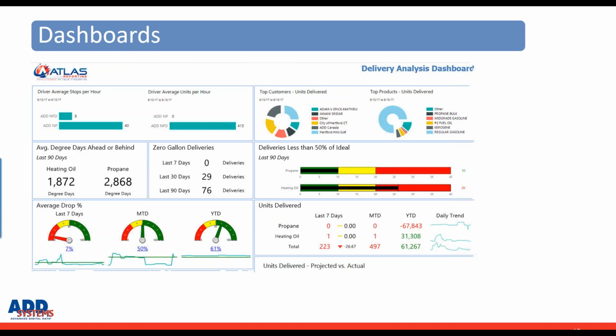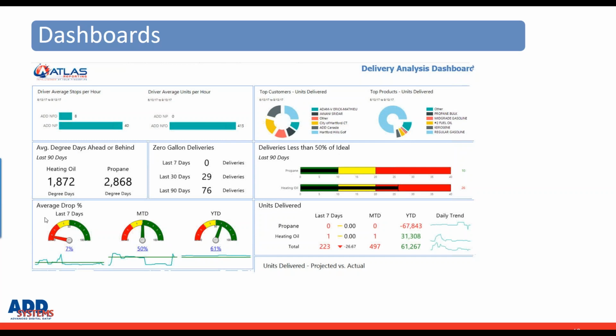This is a delivery analysis dashboard. And what this does is really quickly, you can look at this and it can provide you lots of different pieces of information. Here we can look at our drivers. We can look at how they're ranking with their stops per hour, their average units per hour. We've got some information about actual deliveries, what products we're delivering, our best customers, who's receiving the most fuel. We're looking at deliveries that are less than a certain percent of ideal. We want to identify those because we don't want to go out and waste a lot of time for our drivers and miles on our truck.